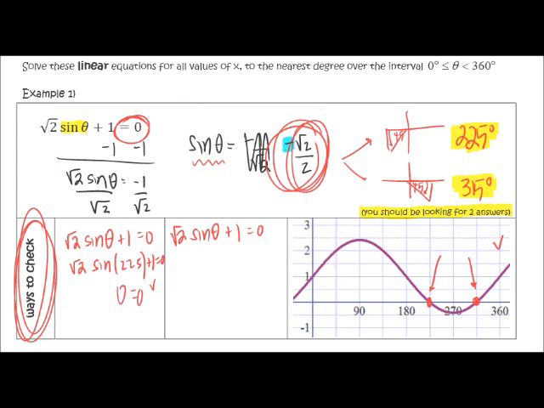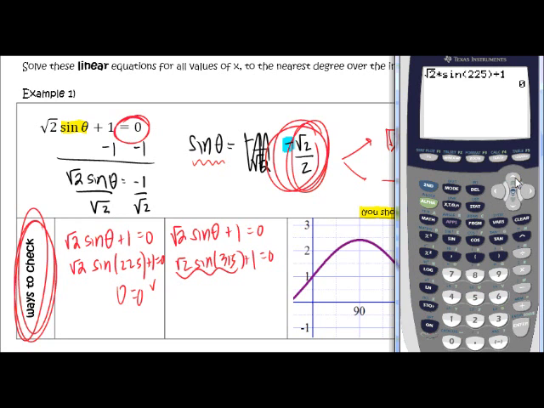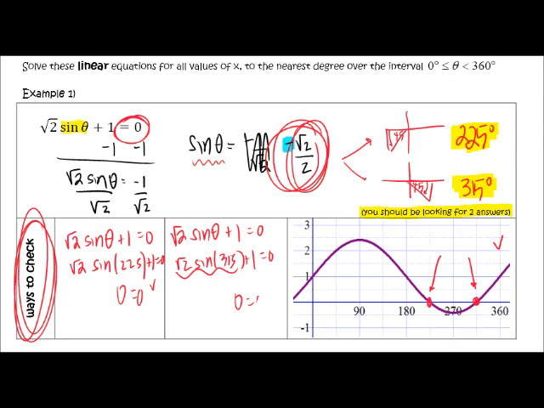Let's check 315. Again, let's type this entire thing into the calculator. And again, we get 0. That means both of our answers checked. We have successfully found two answers to this equation. Pause the video and try the example below.